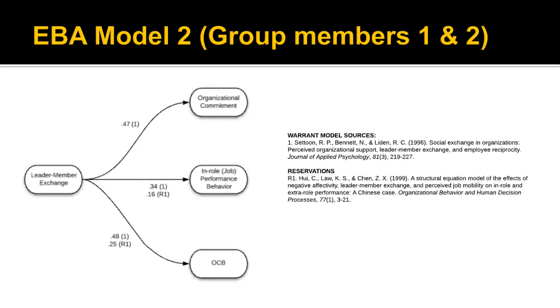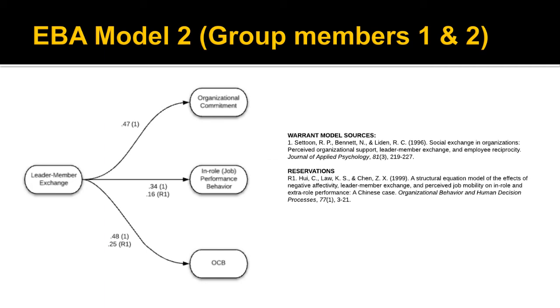This slide shows a revised model that was enhanced with the findings of the Hui, Law, and Chen 1999 study. Does this match what you discovered in your analysis of the paper? Notice here that this paper created reservations for the prediction that LMX will improve job performance and organizational citizenship behavior. We learned from our PICO summary that this study was conducted in China. The authors also used a different definition of LMX based on the Scandura and Graen 1984 7-item scale. Similarly, different definitive claims were made about OCB and job performance.